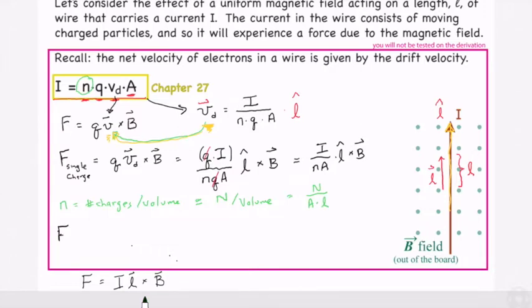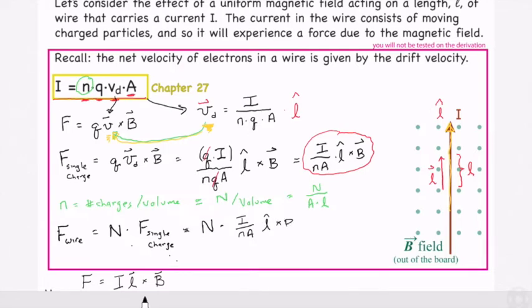So now, if we want the force on the entire wire, we're going to multiply the number of charges in that segment of wire times the force due to a single charge. Because if we have the force due to a single charge, and we multiply by the number of charges that are having this force applied to them, we'll get the total force on the wire. That gives us big N times this whole thing for the force on a single charge, which is I over nA L hat cross B vector.